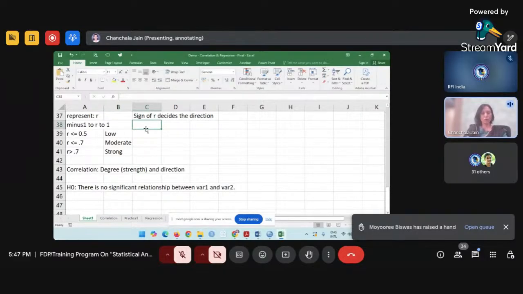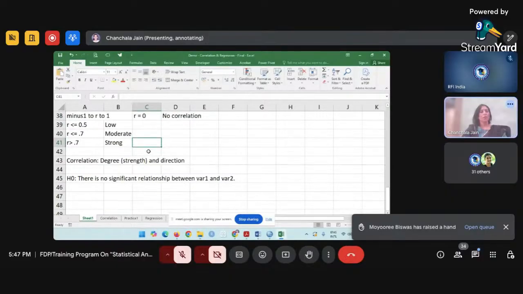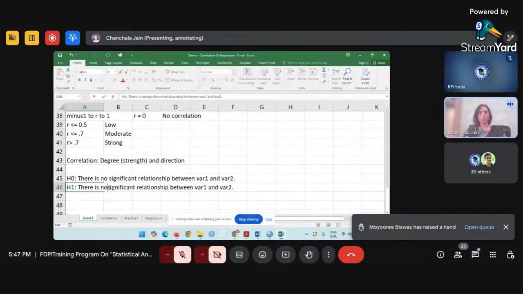I think one more thing I forgot to tell you here. If r is 0, that means no correlation. Very good. So this is the important thing about correlation when we are talking about Excel. But I'll try to resolve this problem for all of you. We need to do some manual things to understand whether the correlation value which we are getting is significant or not. Is it clear?